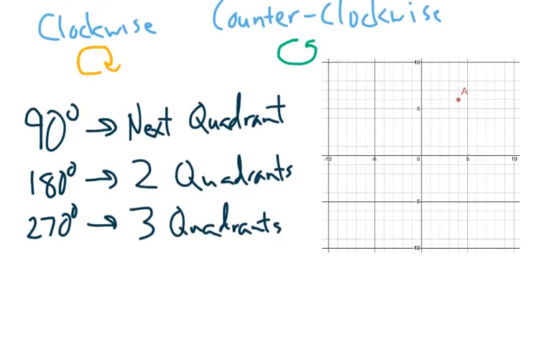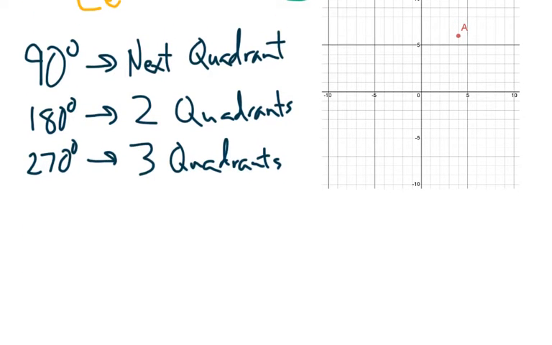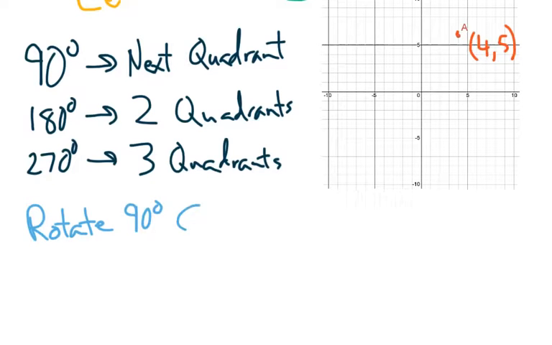Now let's talk about some of the rules. So let's first of all identify what A is. We have a point here to reference. Our point A is at 4, 5. Now if I want to rotate it 90 degrees, let's just say counterclockwise. Let's go with a new color here. Rotate 90 degrees counterclockwise. That's what CC is going to stand for.